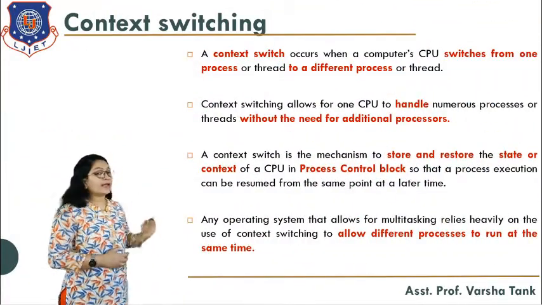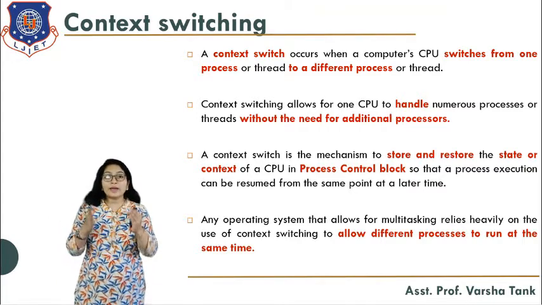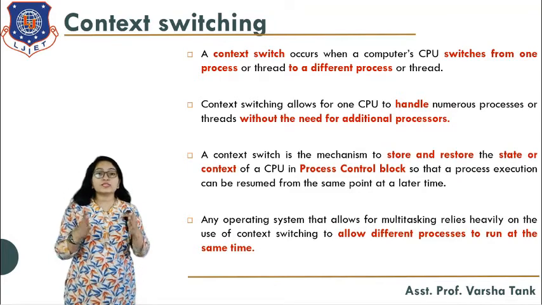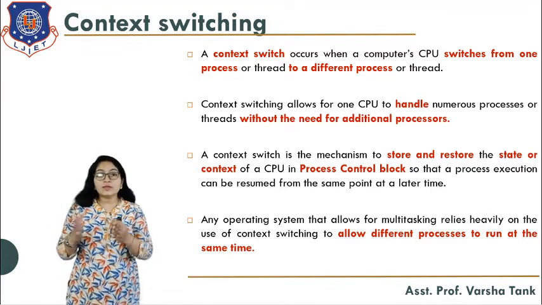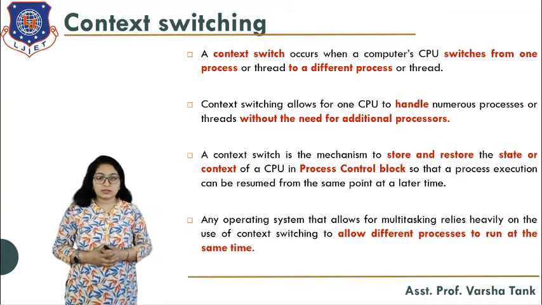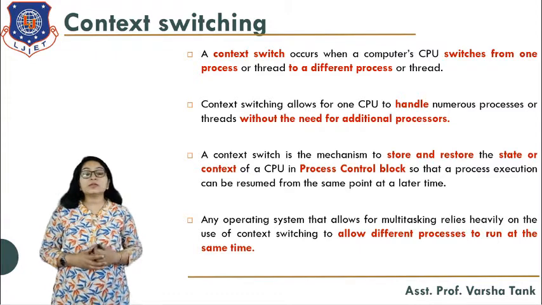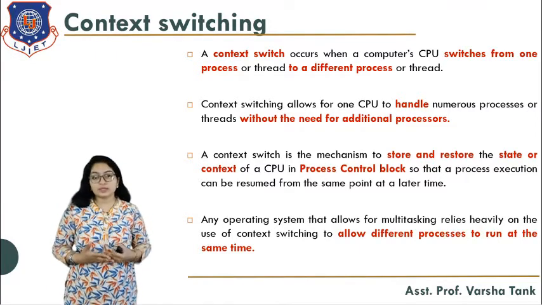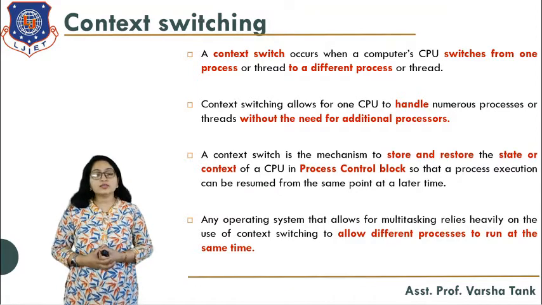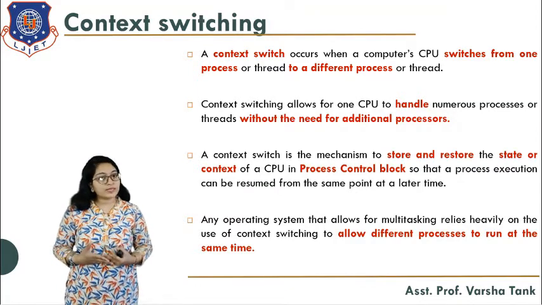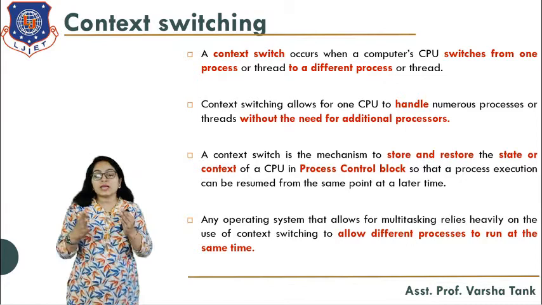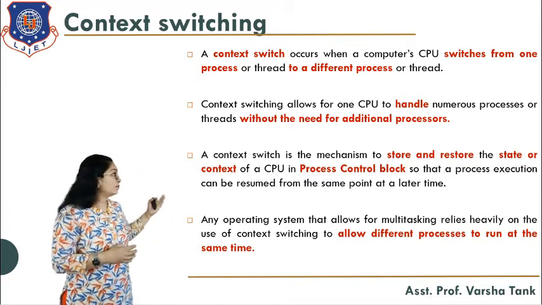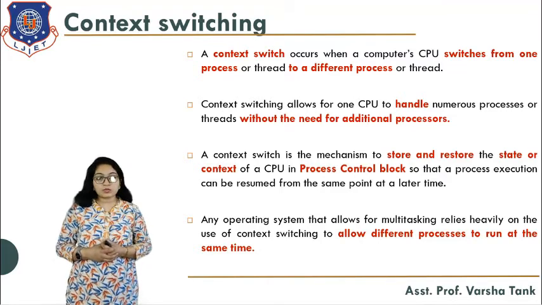So what is context switching? A context switch occurs when the computer CPU switches from one process or thread to a different process or thread. Context switching allows one CPU to handle numerous processes or threads without the need for additional processors. We don't require an additional processor. Using a single processor, we can execute a number of processes, but it requires context switching, because you have to switch every process one by one for execution. A context switch is the mechanism to store and restore the state or context of the CPU in the process control block. Now all of you are aware of what a process control block is.